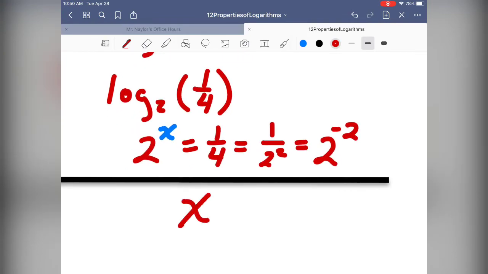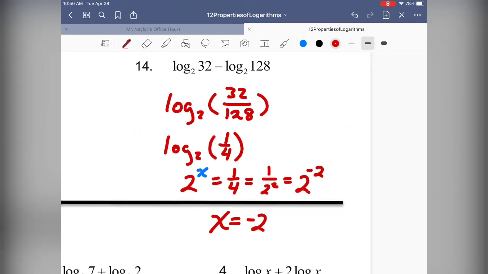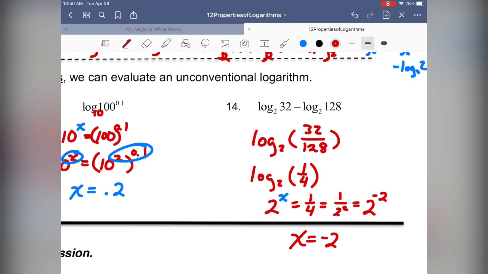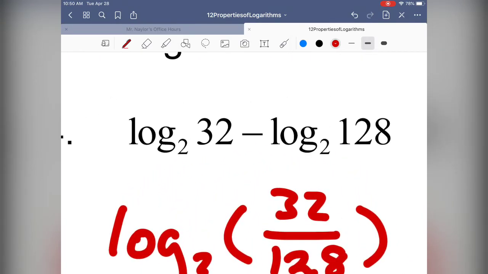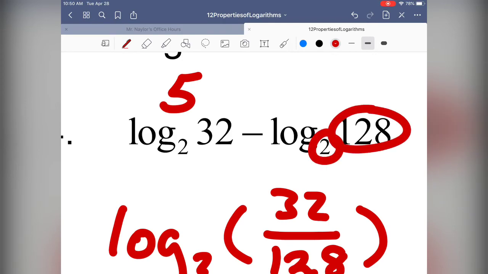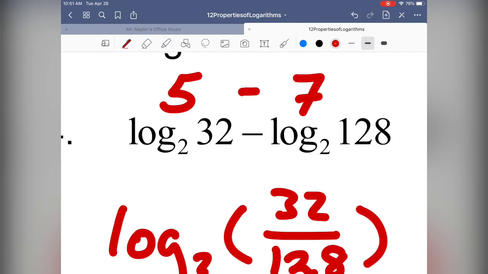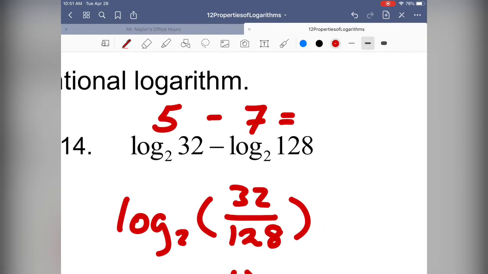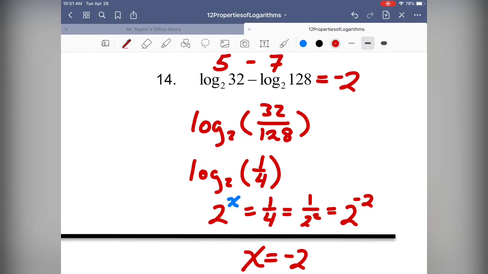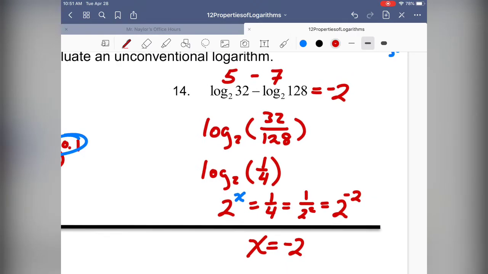Now, there's nothing wrong with what I did right there, but to be quite honest, it was a little bit more complicated than just doing the problem to begin with. Because 2 to what power is 32 actually has a number. It's the number 5. And 2 to what power is 128? Well, that has a number also. That's the number 7. So look, it's just 5 minus 7. Well, geez, 5 minus 7 is equal to negative 2, the same answer that I got down here using properties.